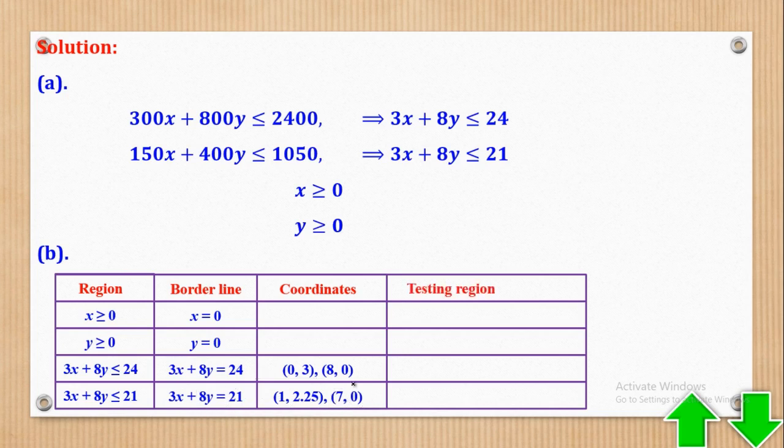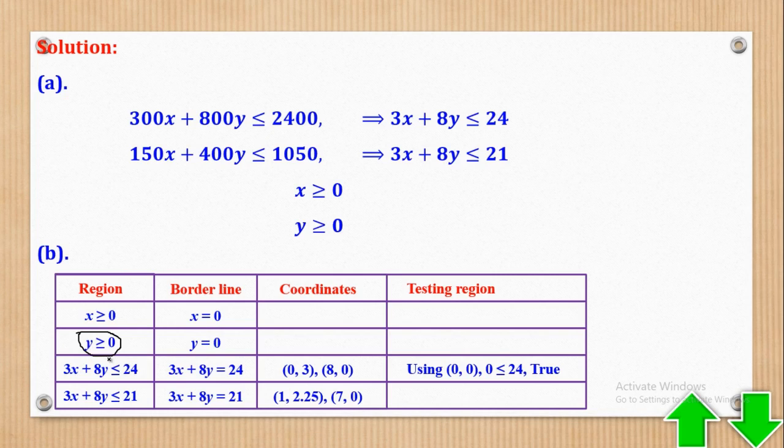Now, lastly is testing the regions. Testing the regions helps us to know the wanted region and the unwanted region, because we shade only the unwanted region and leave the wanted region unshaded. These ones are easier, because x greater than or equal to 0 means that the wanted region is the positive values, therefore the negative values are the unwanted. Similarly, for y greater than or equal to 0, the positive values of y are the wanted region and the negative values of y are the unwanted.